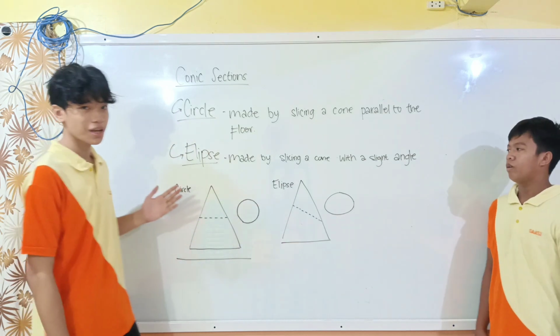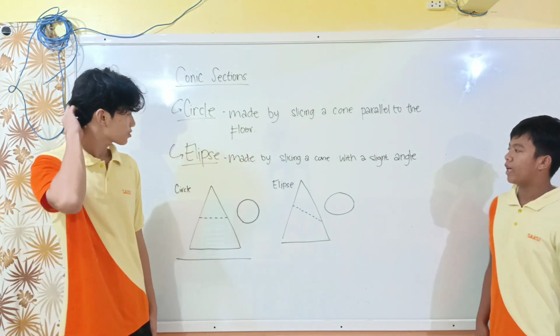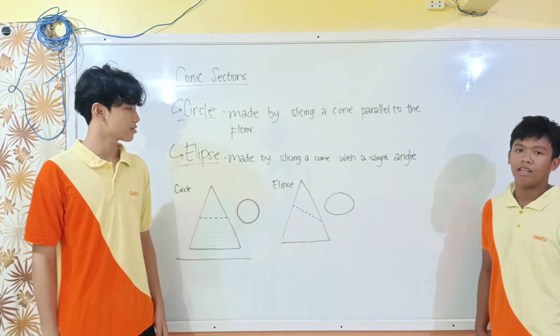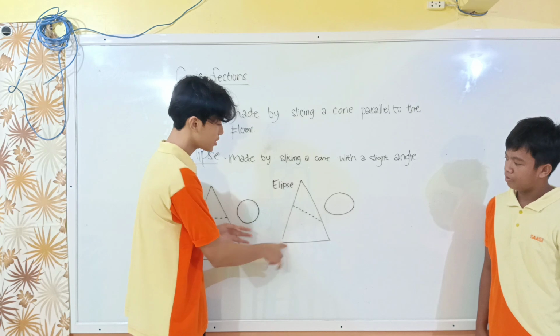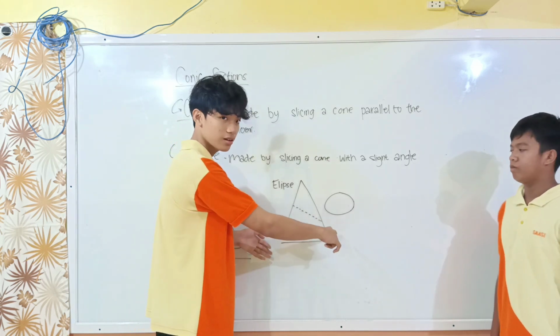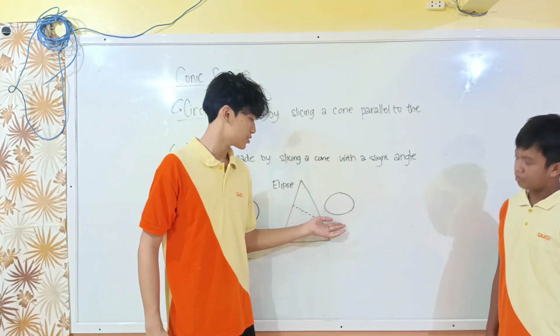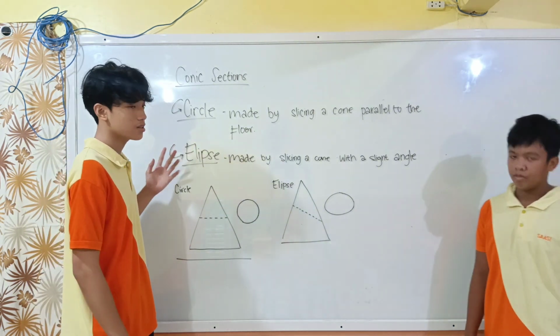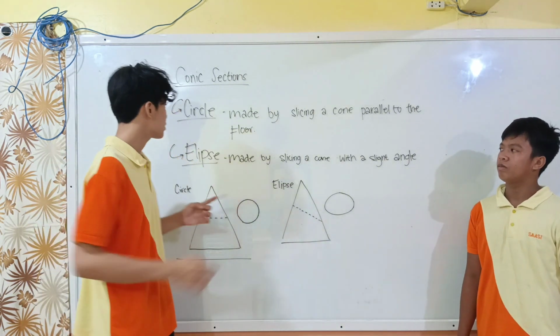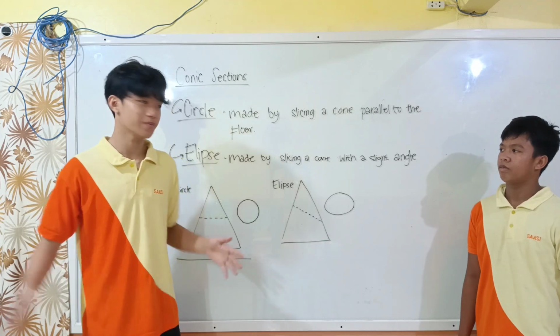Audrey, tell us how to make an ellipse. An ellipse is made by slicing a cone at a slight angle. So right here, look at our drawing. You have your cone, and then you slice it with an angle. Then you will make an ellipse. So that's about it on how to make these two conic sections. Now we're going to learn more about the circle in the next part of the video.